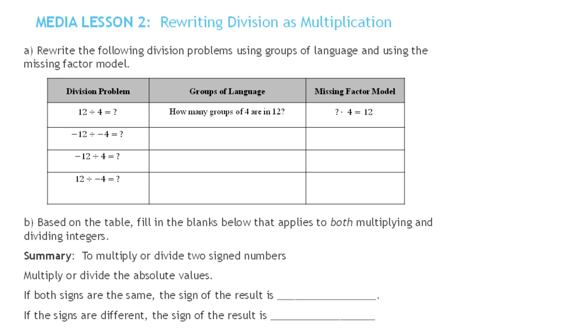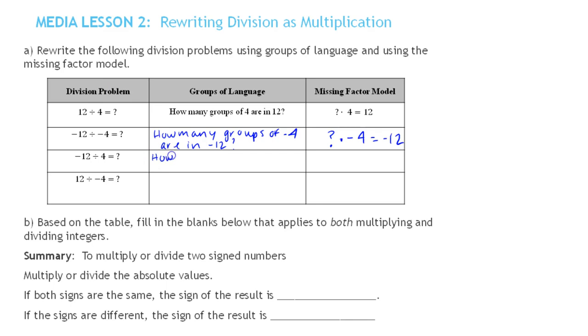So let's fill in the rest. Here, it's how many groups of negative 4 are in negative 12. So how many groups is our question mark, we don't know, times negative 4 will give us negative 12. So that's a missing factor model.